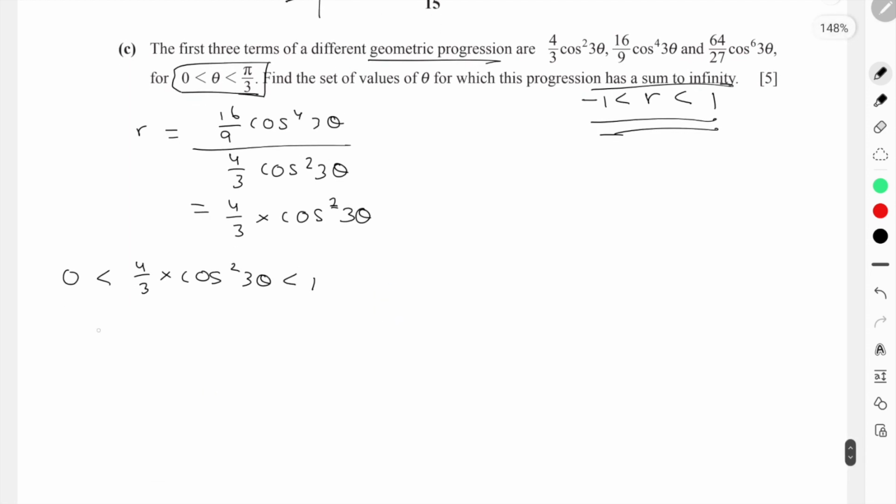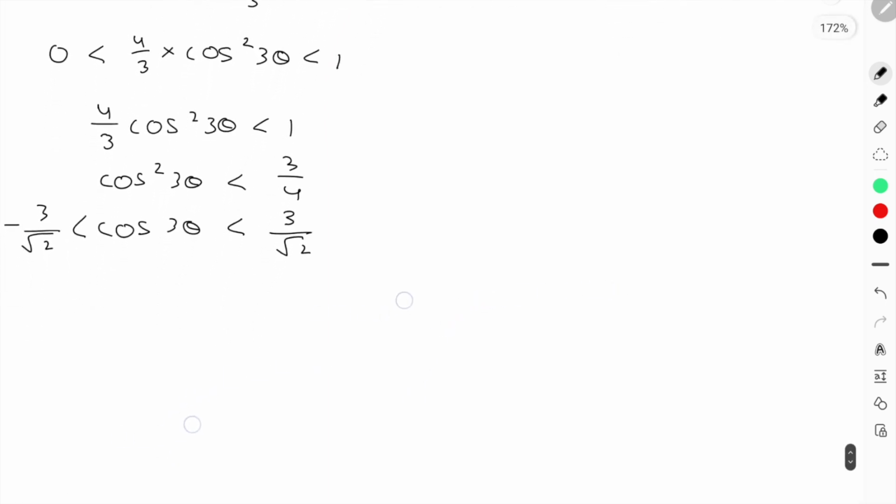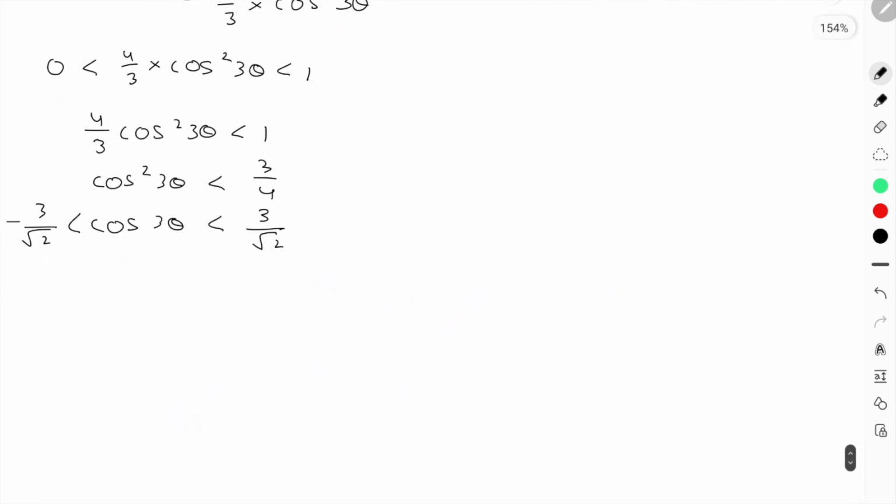And so let's do this. So cos squared 3 theta is less than 1, and then cos squared 3 theta is less than 3 by 4. And now let's take the square root of that. And so we're going to have 2 solutions. Since we took the square root of that, we're supposed to include these.